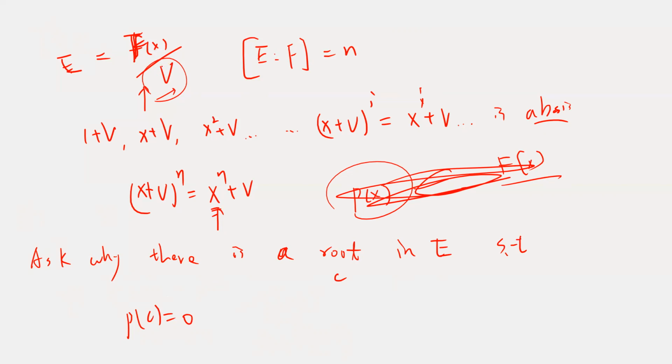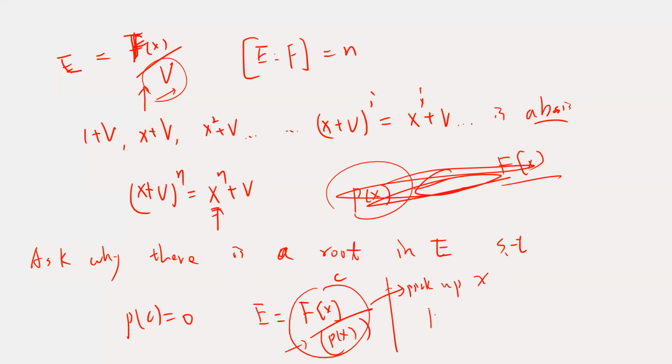So we need to take the element, right? But by definition, this element can be chosen to be X, right? Chosen to be X, because the ideal generated by V is 0. So because this E, right? This E is this, right? So if you pick up X in E, then by definition P of X is 0, right? So this X is a root in it. So this is a little bit abstract.